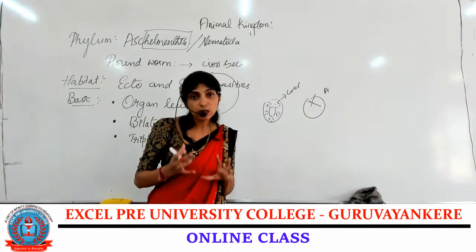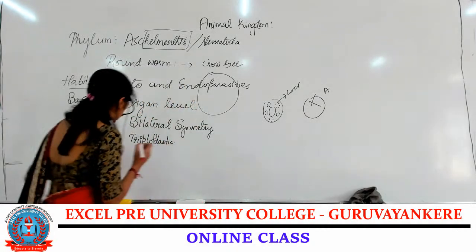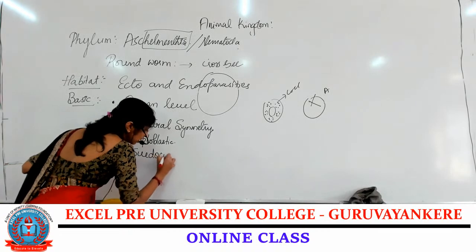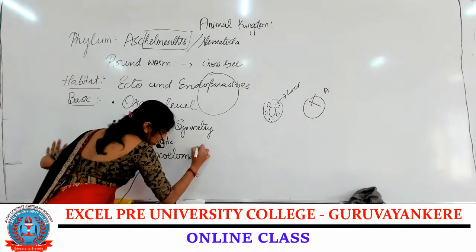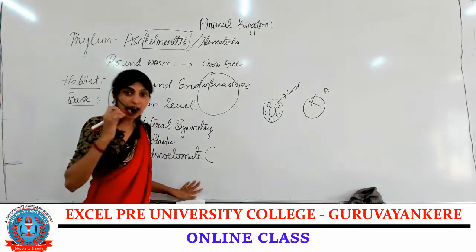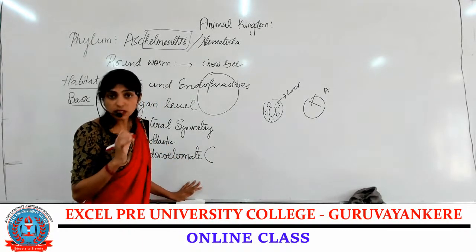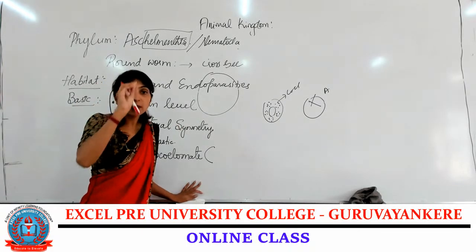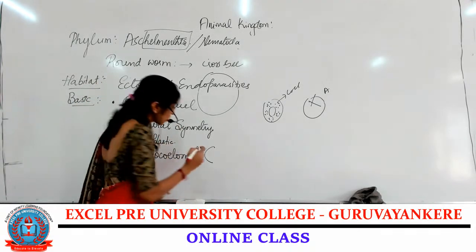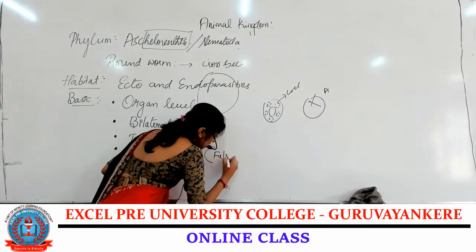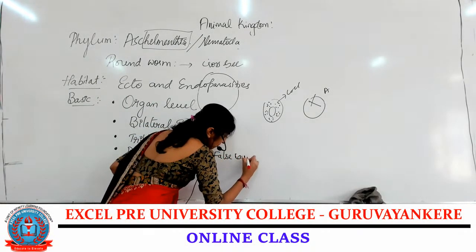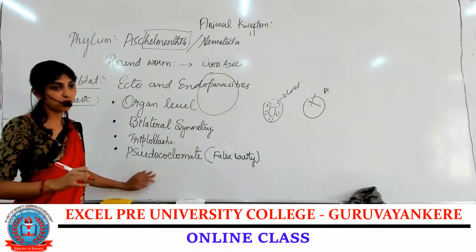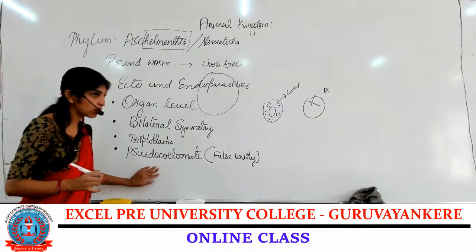That is why the coelom present here is called pseudocoelomate. The meaning of pseudocoelomate is false cavity. Pseudocoelomate means they have a cavity, but it is not a true cavity. They do not have a true space there, but instead, in that space, they have a group of cells. That is why we say pseudocoelomate or false cavity. This is about your basic organization.